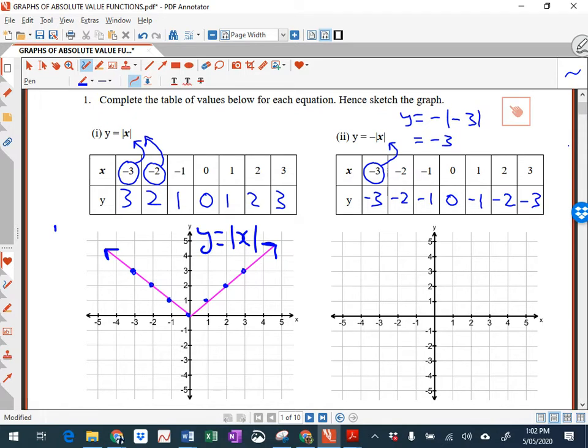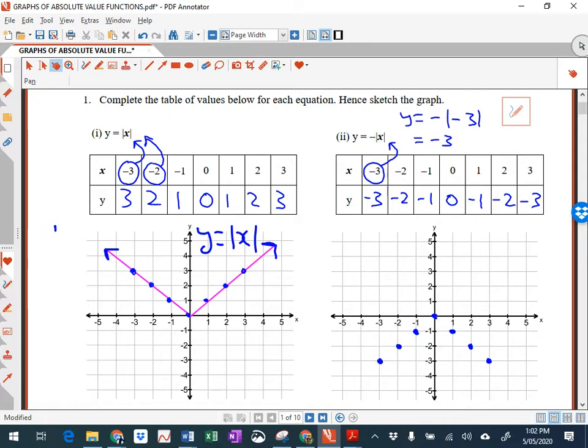is plot those points. Oops, that's not correct there. Okay, let's drop that out. -3 is where we want to go. So -3, which is just there. Then -2, -2. -1, -1, and 0, 0. Then 1, -1, 2, -2, and then 3, -3.